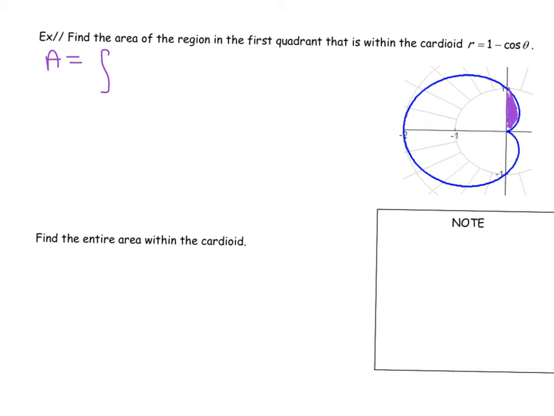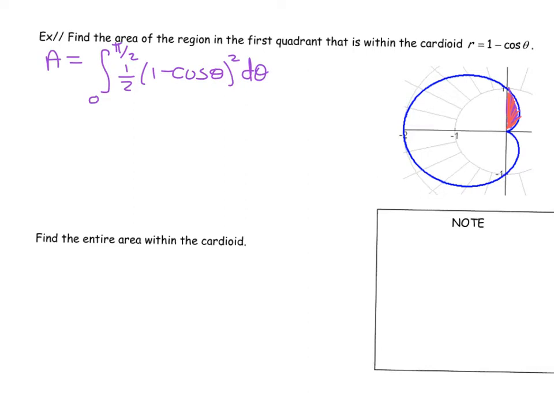You can see that that's going to be traced from theta equals 0 to theta equals pi over 2, right? Because at 0, the r value is 0, so it's at the pole, and at pi over 2, we're at 1. So that section gets traced out from 0 to pi over 2. Those are the limits of integration. And then again, of course, it's r squared, or f of theta squared, which is (1 minus cosine of theta) squared d theta.